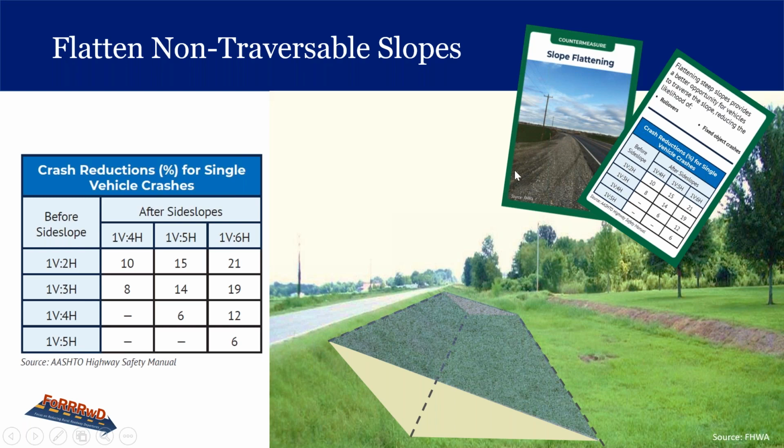Okay, so let's move on to what happens when we flatten our non-traversable slopes. And here we have a picture on the right of a roadway in Alabama. For those movie fans in the house today, this is the location where the actor Morgan Freeman had a roadway departure crash in August of 2008. And so they extended the clear zone since then. And there is a paved shoulder.